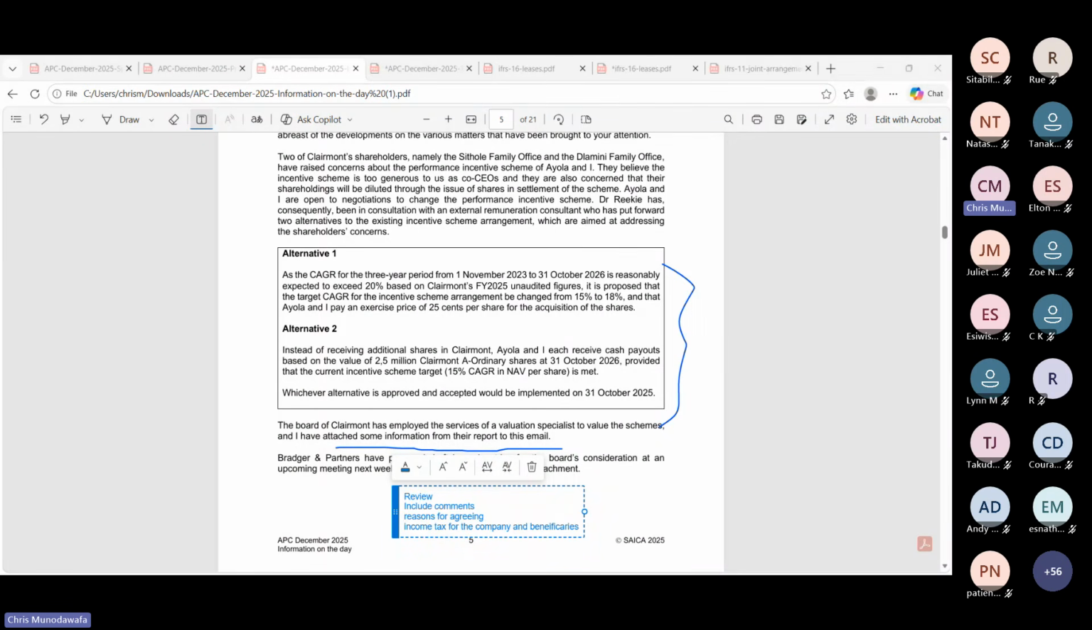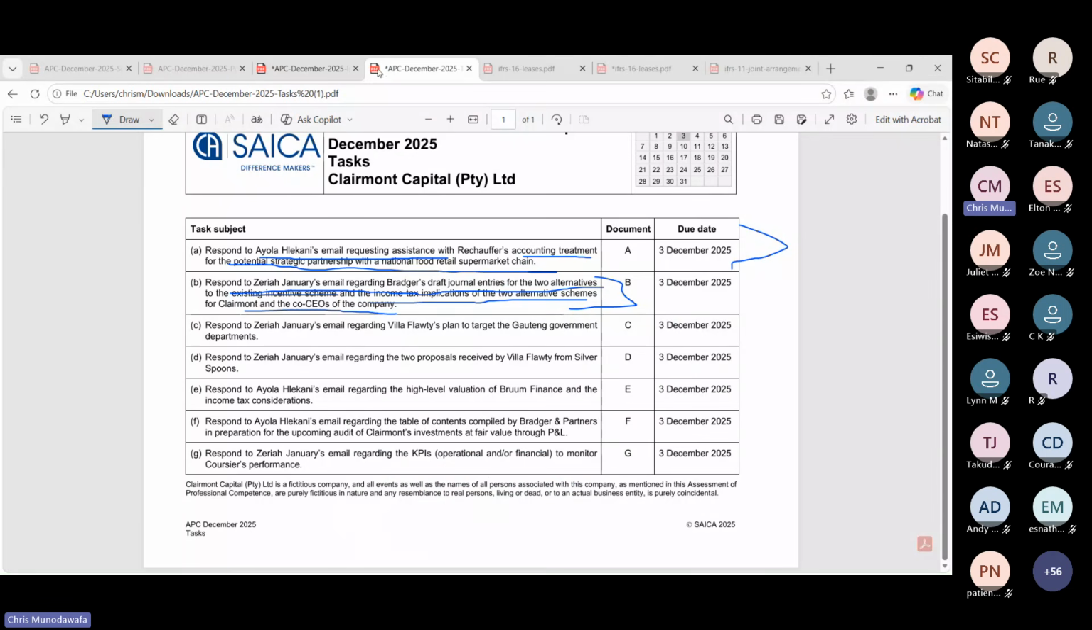So, team, if we go to our, for example, let's go to the first task. This one. Respond to Iola's email requesting assistance with the accounting treatment for the potential strategic partnership with the national food retail supermarket chain.